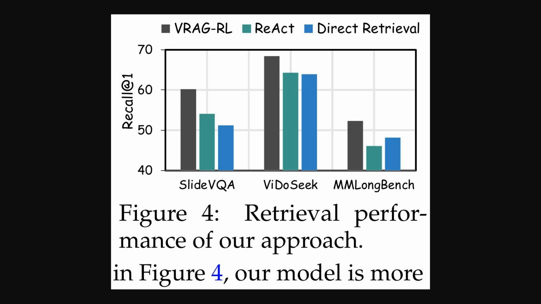And we saw from that ablation study how important each component is. This next chart really highlights the benefit of the improved retrieval process. The metric here is recall at 1, which, in simple terms, measures how often the model finds the single most relevant image on its very first try, across all 3 benchmarks: SlideVQA, ViDoSeek, and LongBench. You can see that VRAG-RL consistently has the highest score. Getting the right information right from the start provides a much better foundation for the rest of the reasoning process, which is a key reason for its overall success.